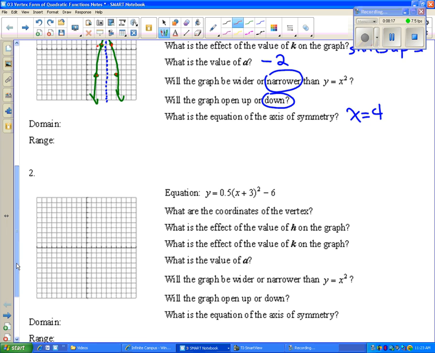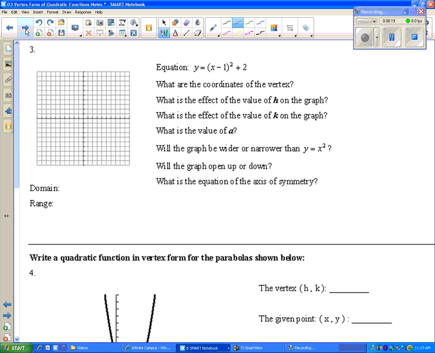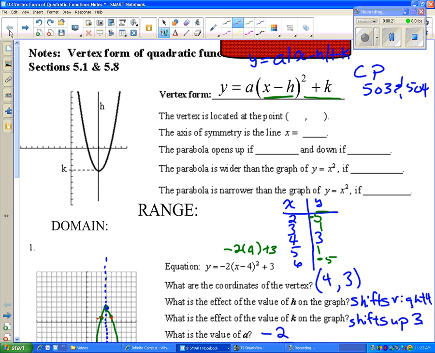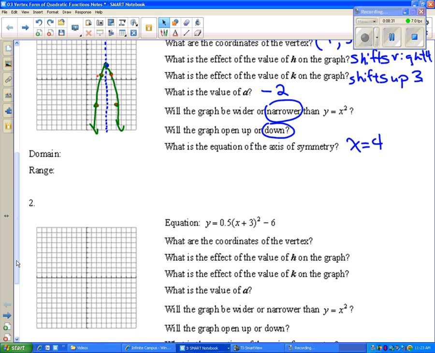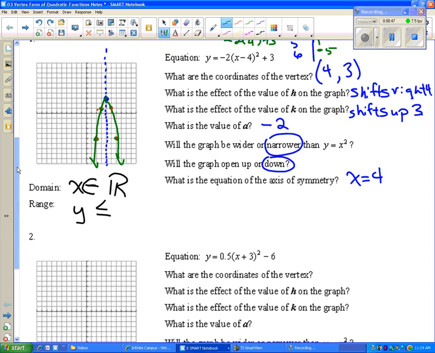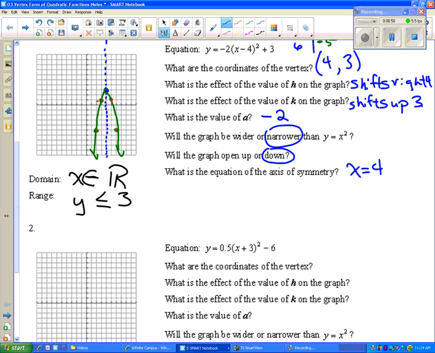I want to see what other examples I have real quick. Okay, I'm going to show on number 3 how to do that, and then we'll go from there. What I need to fill out down here is my domain and my range. My domain, x is an element of all real numbers. I can pick any x, plug it into this equation, and it's going to give me a y. But my y's are all going to be less than or equal to my y coordinate. My y coordinate was 3, so less than or equal to 3.